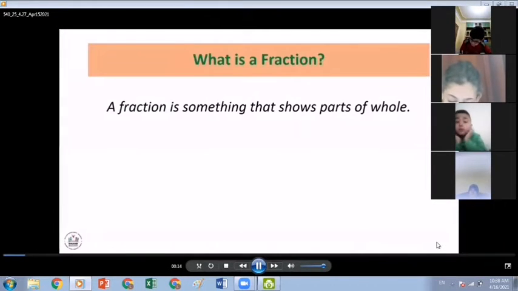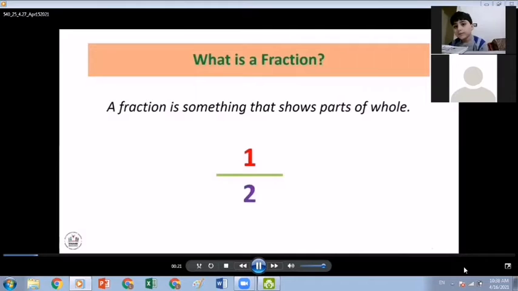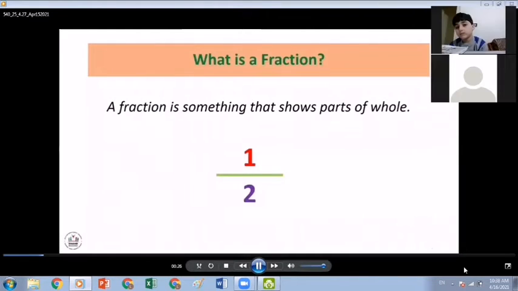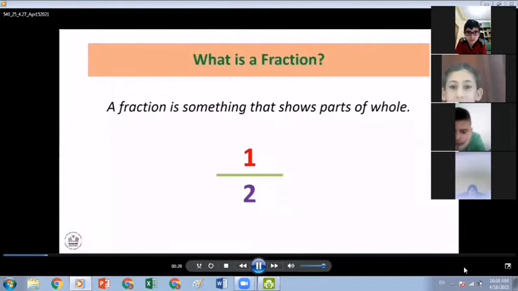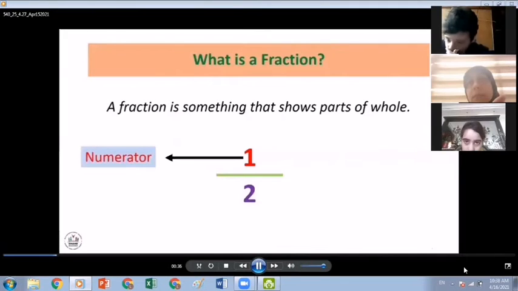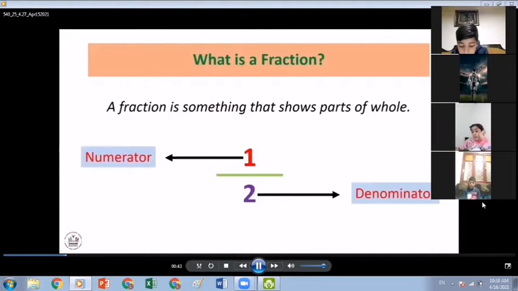The definition of a fraction. What is a fraction? A fraction is something that shows parts of a whole. Here we have 1 over 2 or 1 out of 2. It is the same as if we divide 1 by 2. 1 is the numerator of the fraction and 2 is the denominator. We write 1 over 2 and we read 1 half.